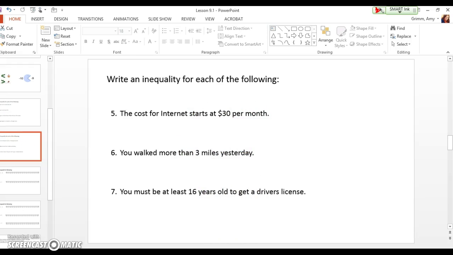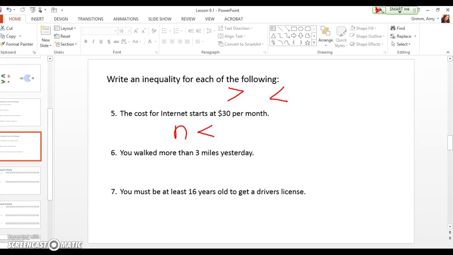All right, next slide. This one says the cost for internet starts at $30 per month. What would this one be? The cost for internet starts at $30 per month. 30 or more, or greater. So the N, and then this is greater than. This is less than.